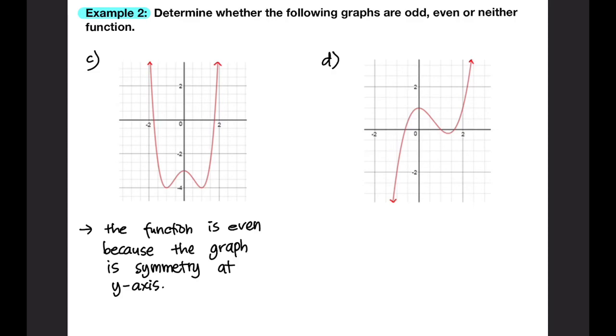Okay, for question D, if you put the symmetry line here, you should get this one. You should get like this. Okay, this is not an even function. What about odd function? If you rotate here, it becomes like this, right? So this graph is not an odd function. Then this function is neither function.